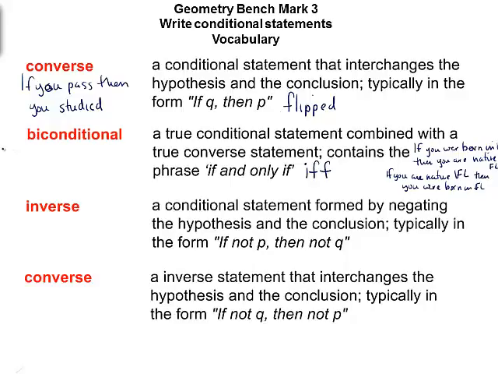So I could write the biconditional, you are a native Floridian if and only if you were born in Florida. So if you take the sentence and flip it around and they're both true, you can put the if and only if in the middle. So if you were born in Florida, then you're a native Floridian. That's true. If you are a native Floridian, then you were born in Florida. That's true. So I can say you are a native Floridian if and only if you were born in Florida.